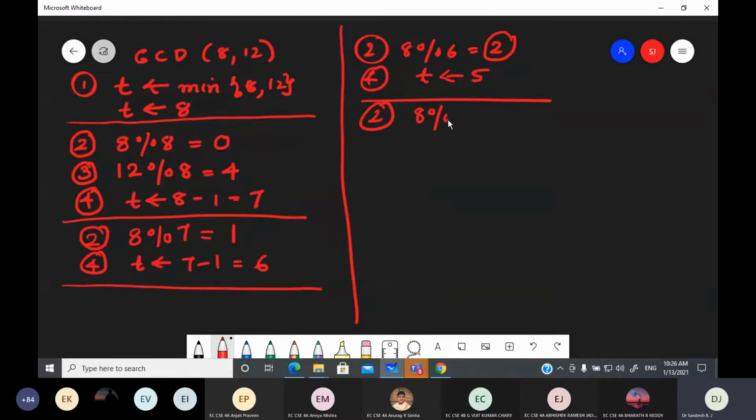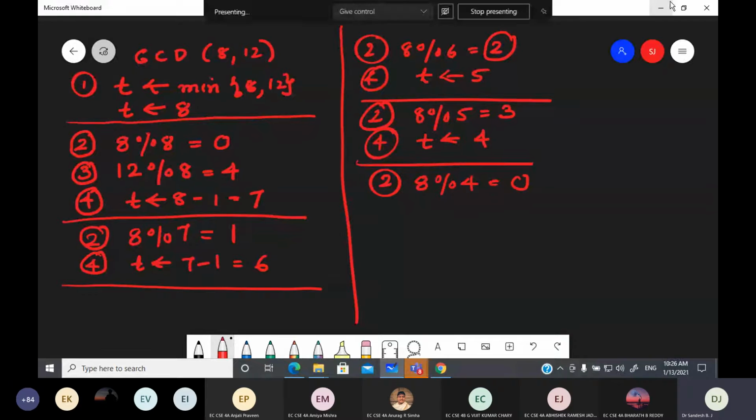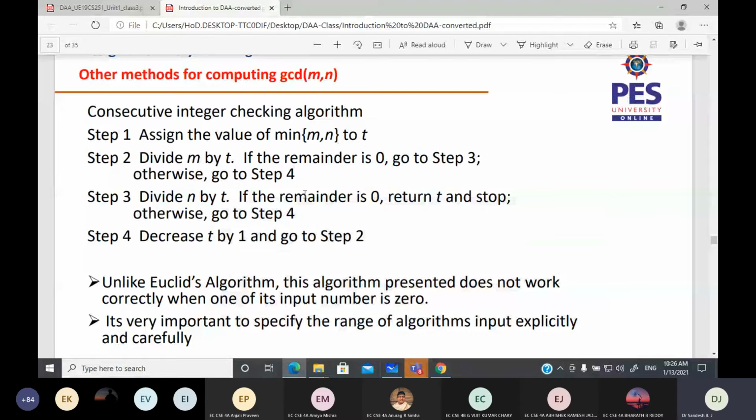Then you do 8 modulus 5. The remainder is 3, so go to step 4. You will make it 4. Right? Now you will again go to step 2, and you will divide 8 by 4 and the remainder is 0. In step 2, the remainder becomes equal to 0.